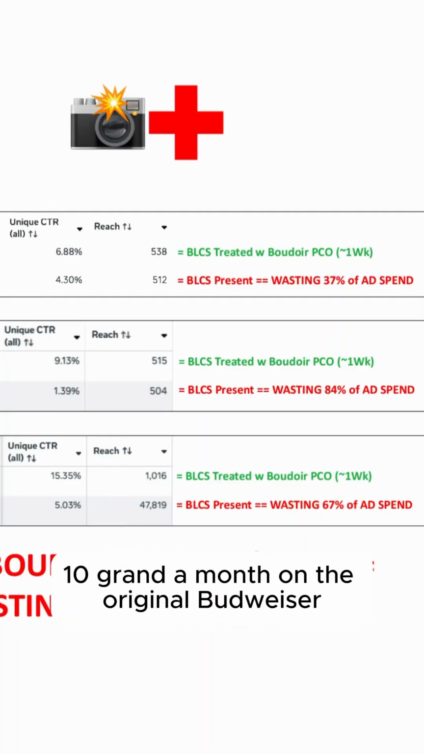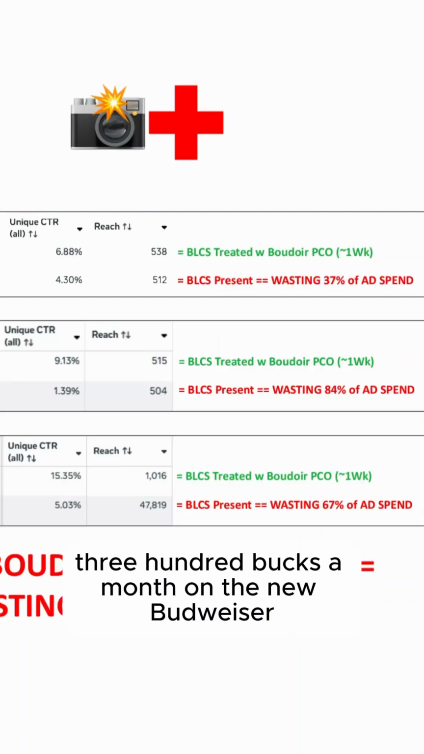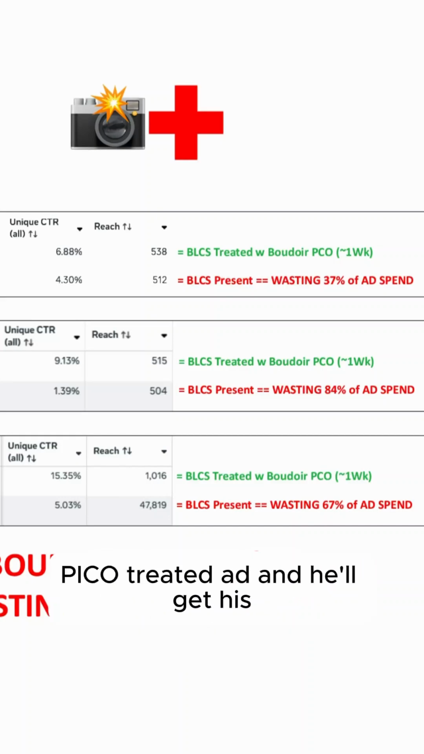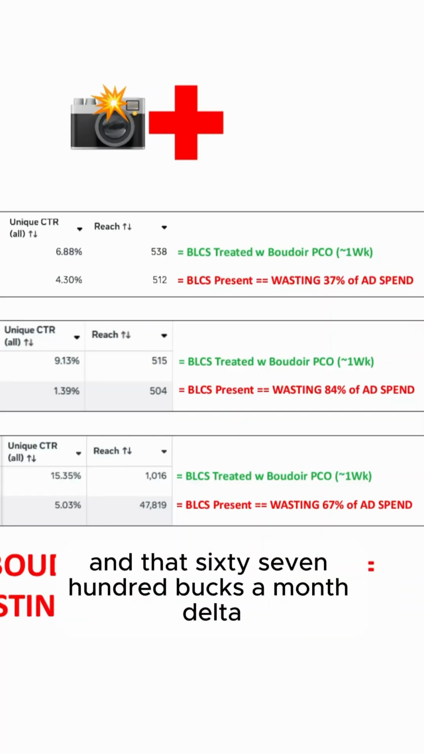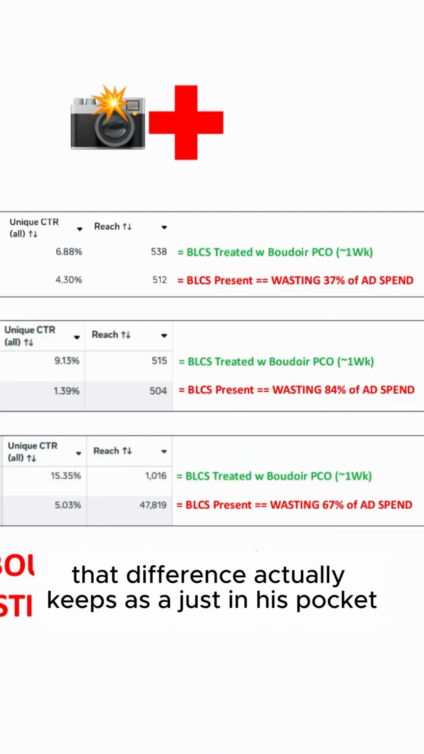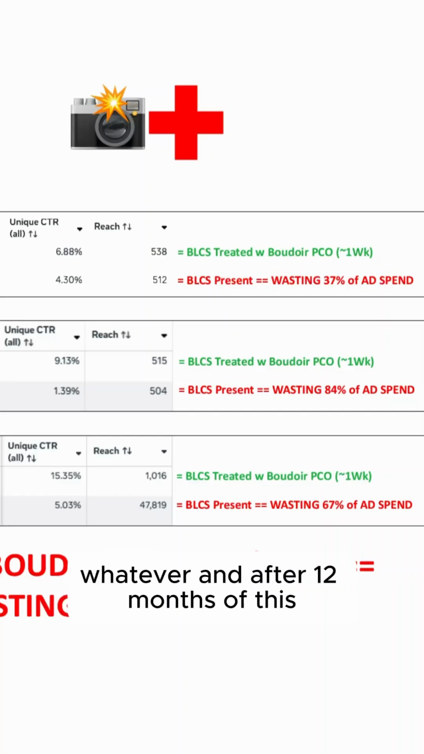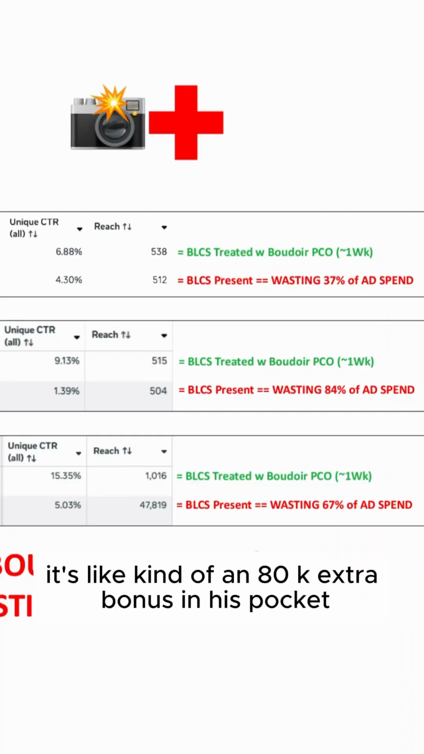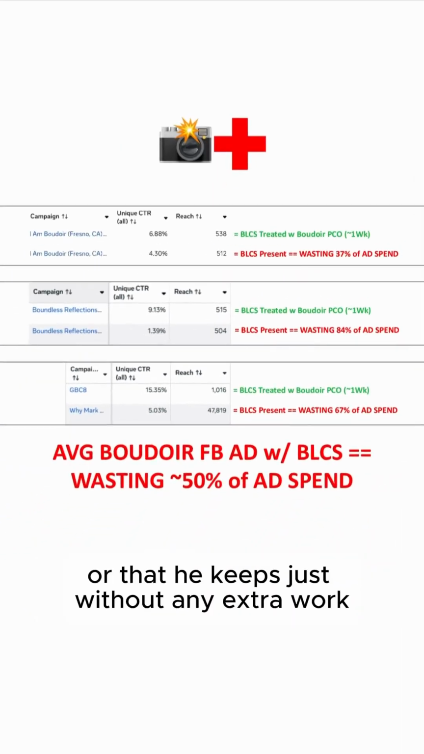So if he was spending 10 grand a month on the original Boudoir Facebook ad, now he only needs to spend $3,300 a month on the new Boudoir Pico treated ad, and he'll get his ad into the same number of women's brains. And that $6,700 a month delta, that difference, he actually keeps in his pocket. Again, another phantom profit, Boudoir Pico profit, whatever. And after 12 months of this, it's kind of an 80K extra bonus in his pocket that he no longer has to pay for, or that he keeps without any extra work.